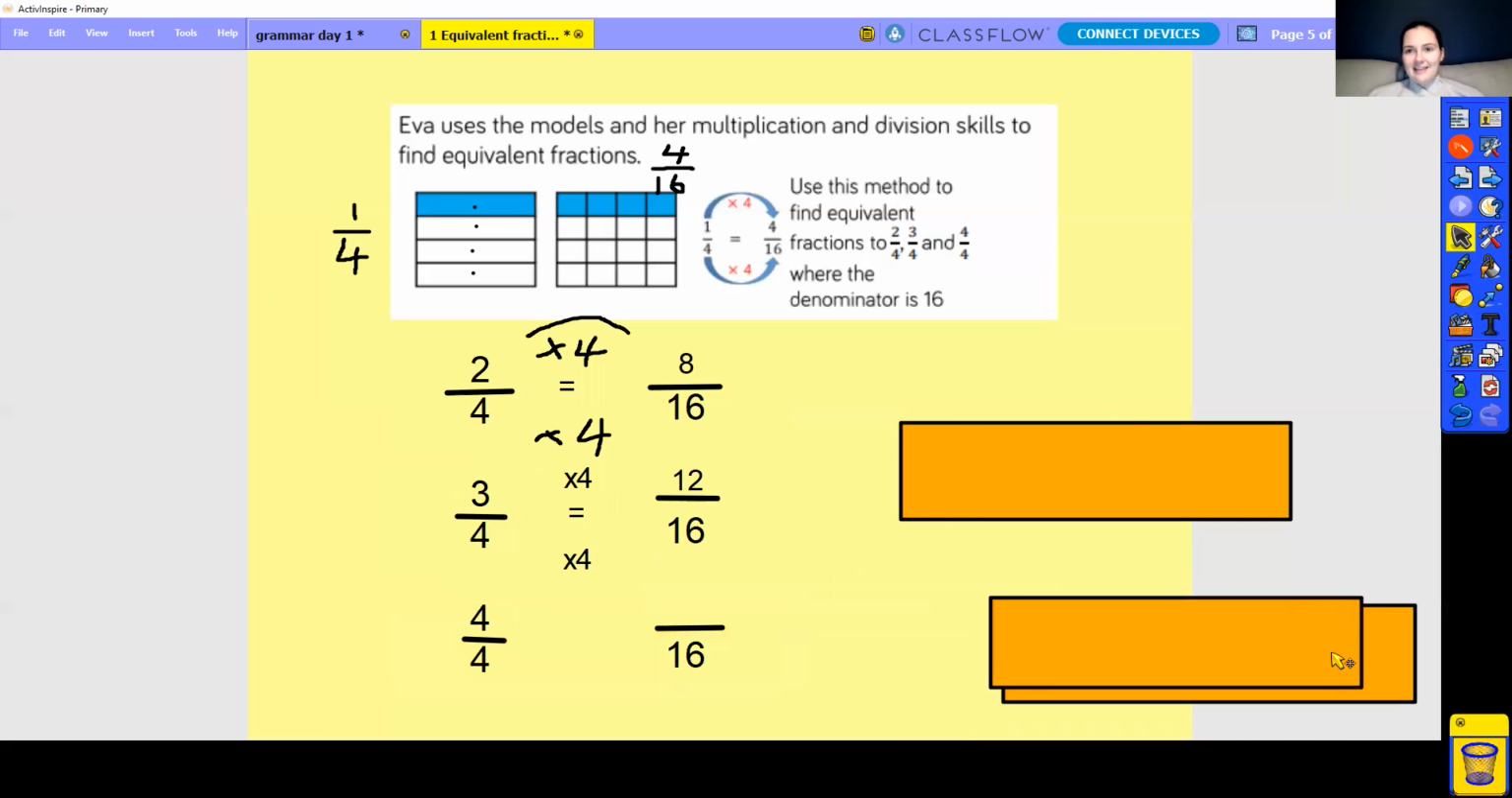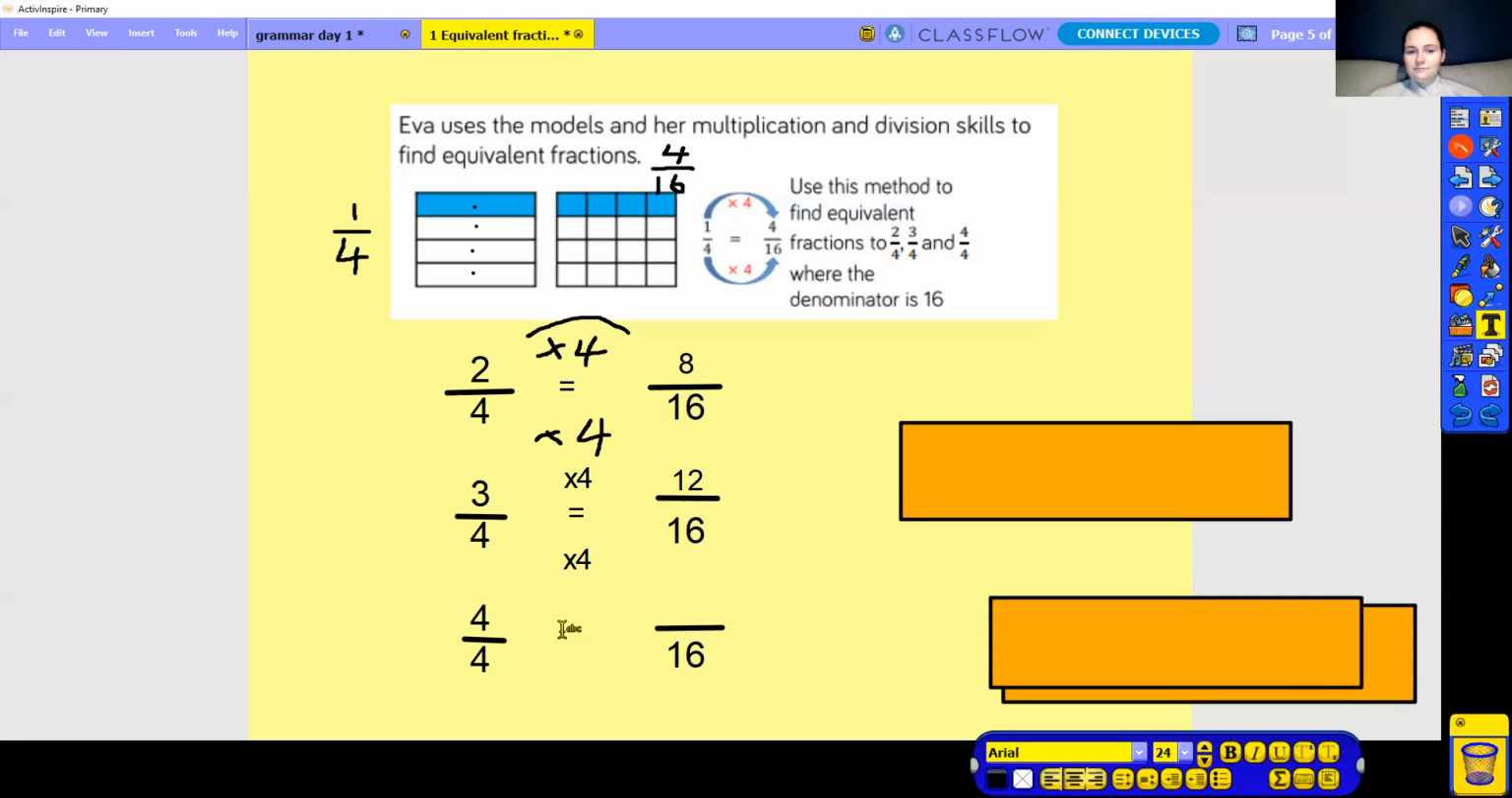Who can have a go at the last one? Can you please pause my video and then have a go at 4/4? What would that be equivalent to if it's over 16? So pause the video and have a go. Okay, let's have a look at it together then.